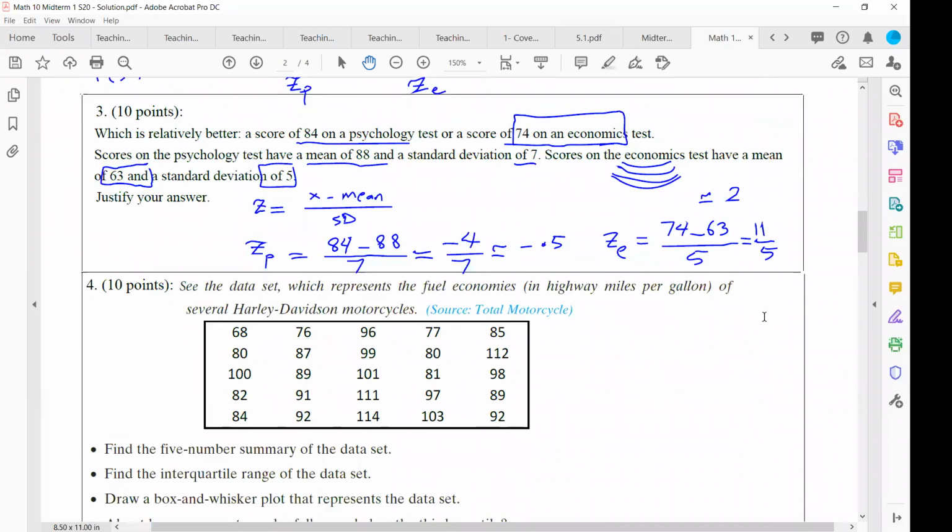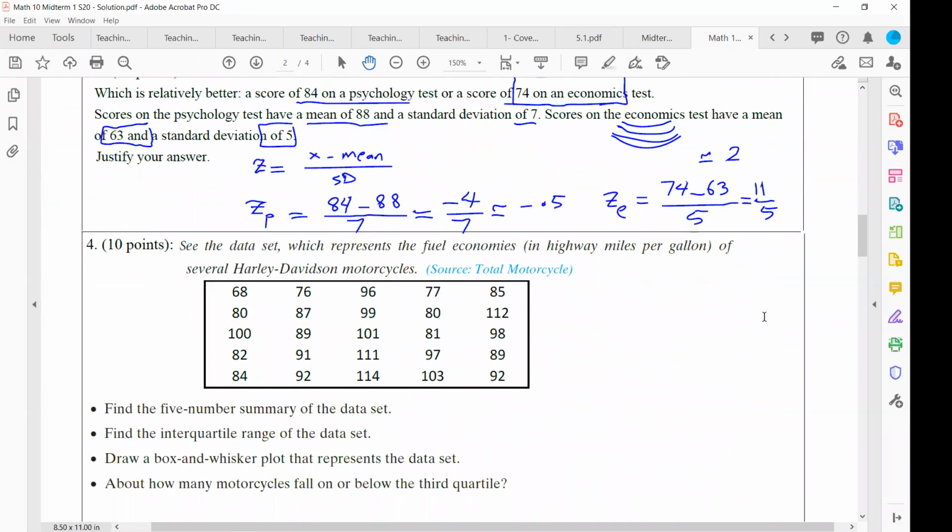Next question is question 10. Very well. You have a bunch of numbers here. And the question says, find the 5 number summary. Minimum, maximum, first quartile, second quartile, third quartile. Then find the interquartile range, Q3 minus Q1. Draw a box and whiskers plot. And then about how many motorcycles fall on or below the third quartile.